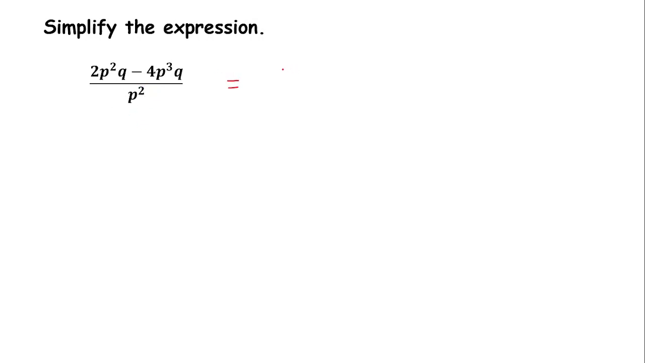Same method. 2 times p square q divided by p square, negative 4 times p cube times q over p square. So if you simplify this whole term, what are you going to get? 2q only. Why? Because p square got cancelled by p square. I am left with only 2 and q, so 2q.